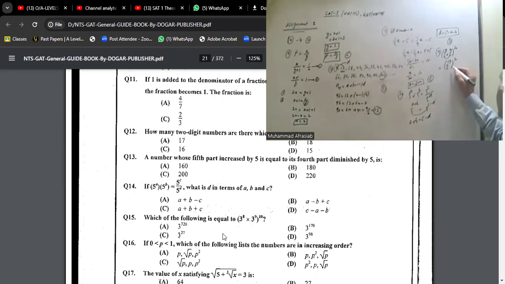Since powers are there, with the help of (a power m) whole power n is equal to a power mn, this will become 3 power 170. So 3 power 170 is the choice B. For this question number 15, the choice is B.